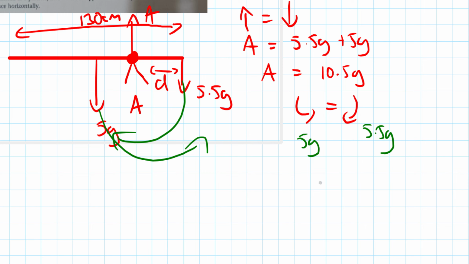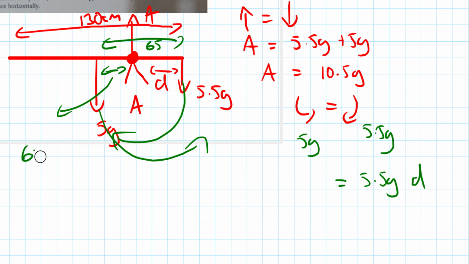So the first one I'm going to do is actually 5.5g, because that's easy, that's d. So it's just 5.5g times d. The next one though is a bit more tricky, because we need to find this distance here. We know that this total distance is 130 divided by 2, because it's the weight, so it's acting halfway, so it's 65. We know that already that this has travelled d, so the remaining part of this is just going to be 65 minus d, because we've already travelled that d, so we subtract that off 65, and that gives us our remaining distance between A and the middle of the broom.